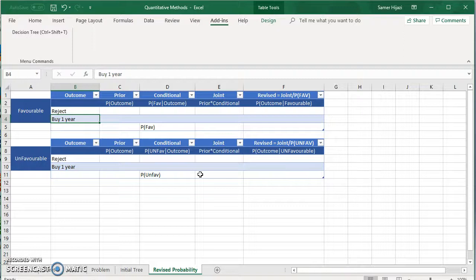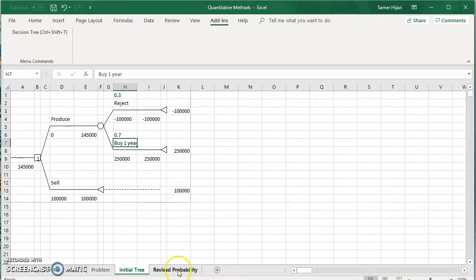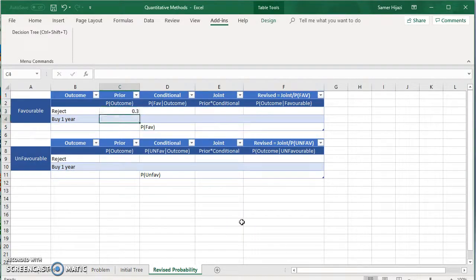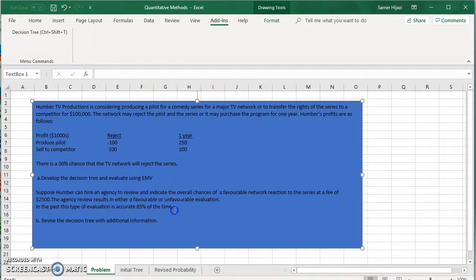in my channel. So now we're going to enter first the prior probability, which is the probability of the outcome as it's given in the problem and as it's stated here in the tree. So 0.3 to reject, 0.7 to accept or buy it. The same idea is going to be over here. The hardest part in the conditional probability is reading the question and getting the right answer. So here it's saying what? In the past, this type of evaluation is accurate 85% of the time. That's all the information given to us, but this is what we need.